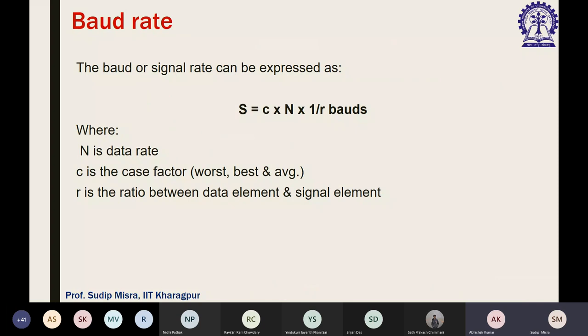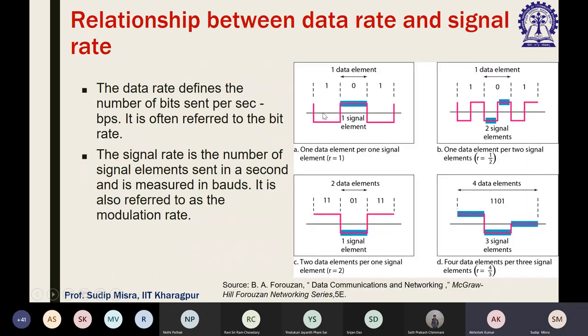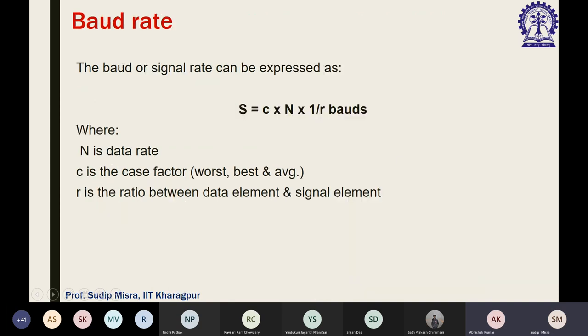Baud rate can be measured with the help of this formula. The baud rate or signal rate is typically represented as S. So S equal to C times N times 1 by R. And what is this R? This R is the factor that I was talking about earlier: R equal to 1, R equal to 1 by 2, R equal to 2, R equal to 4 by 3. It is the number of data elements by the number of signal elements. Sorry, it's the other way around from what I said. So that is the R, right? S equal to C times N times 1 by R.